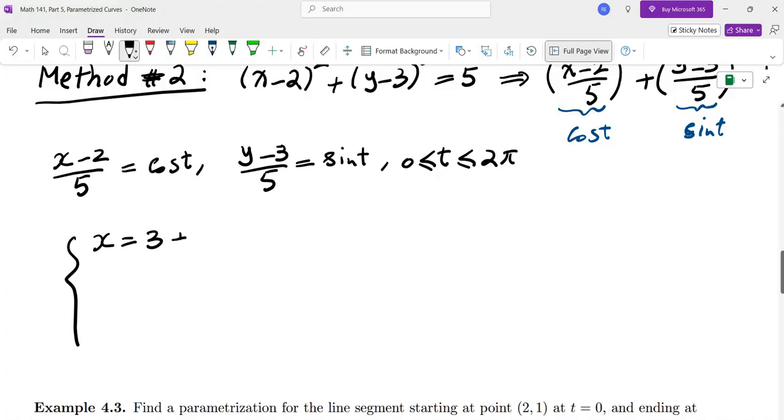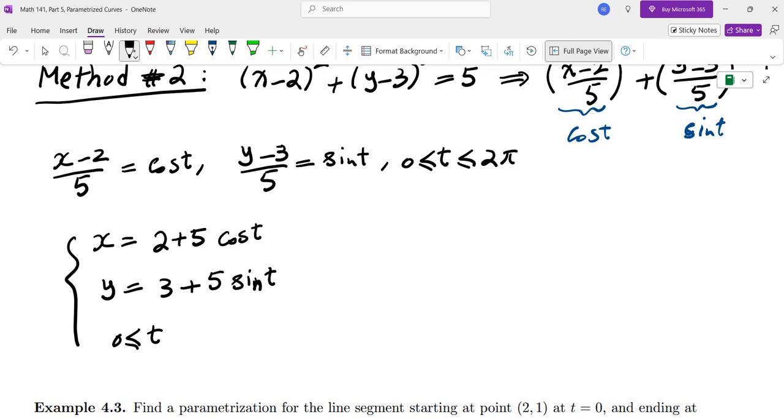So we get x equals 2 plus 5 cosine of t, and y equals 3 plus 5 sine of t, and t has the same range of 0 to 2 pi. So this would be our parametrization.